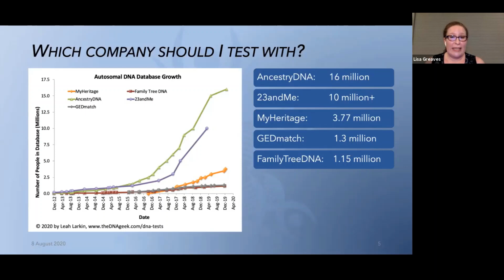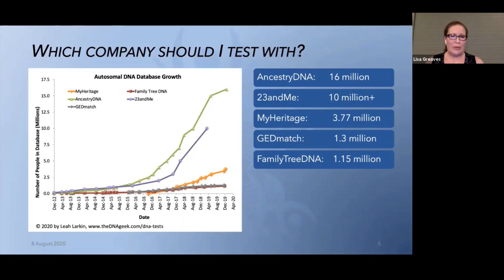The other companies, MyHeritage only has about 4 million as of 2019. GEDmatch has only 1.3 million, and Family Tree DNA has the lowest at just over 1 million.